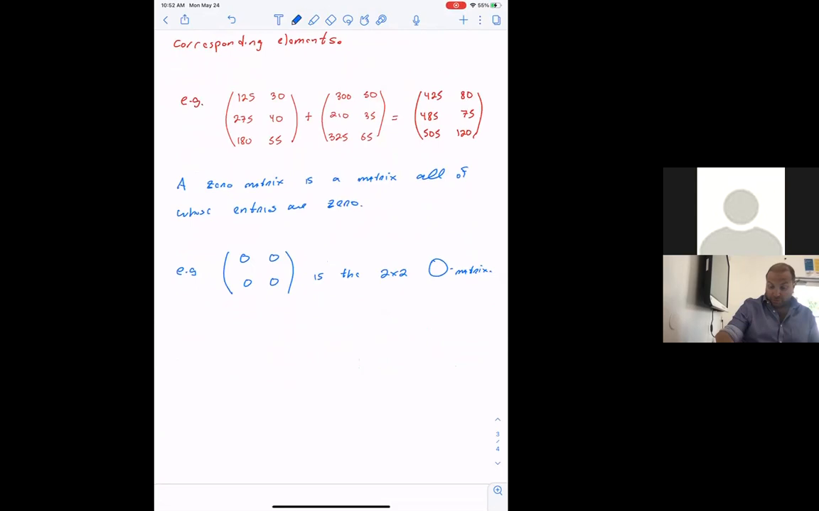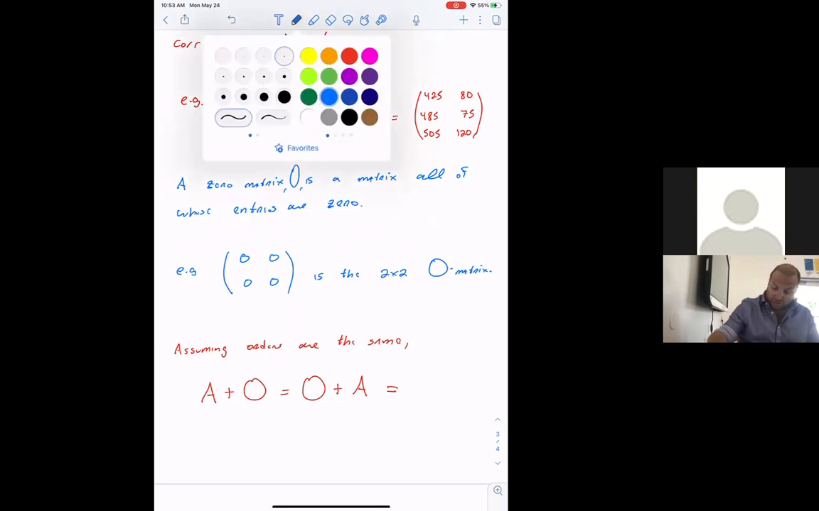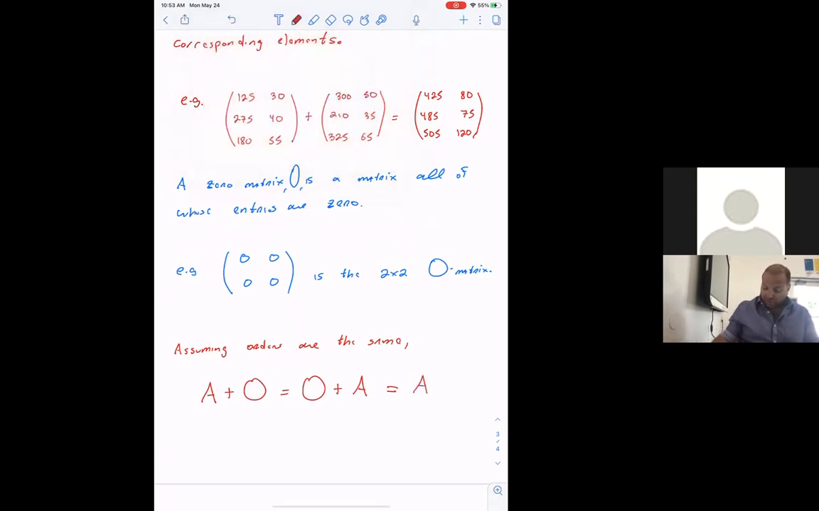Of course, immediately we see our first property: assuming the orders are the same, if you take any matrix and you add the zero matrix in either order, what do you get? While you're thinking about that, I'm just going to go back a couple steps and throw in the symbol for the zero matrix in the previous definition, a zero matrix 0. Okay, so now that you've thought about it, A plus 0 equals 0 plus A, you just get the same matrix that you started with back.